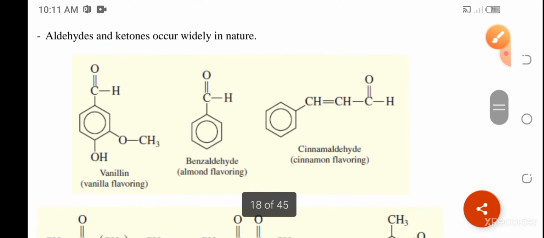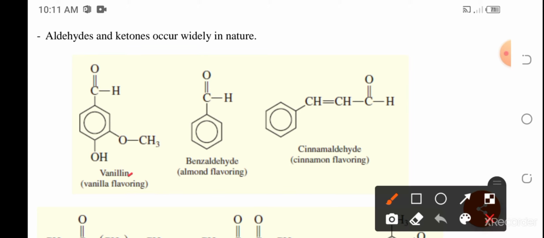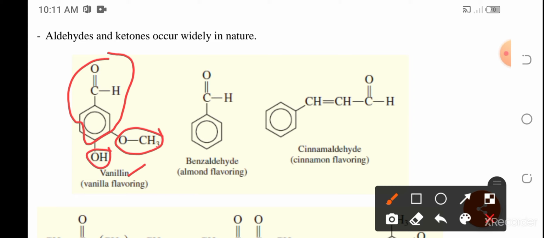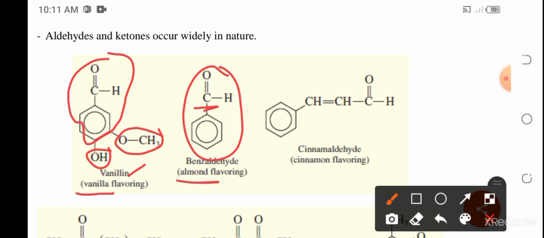So we also have aldehydes and ketones in nature. So we have vanillin, and this is its aldehyde part. The benzene ring with the carbonyl. Okay, so that is benzaldehyde with a methoxy and hydroxyl. Vanillin is used as vanilla flavoring. Benzaldehyde, so still an aldehyde, is an almond flavoring. Cinnamaldehyde is a cinnamon flavoring. This is the aldehyde part.